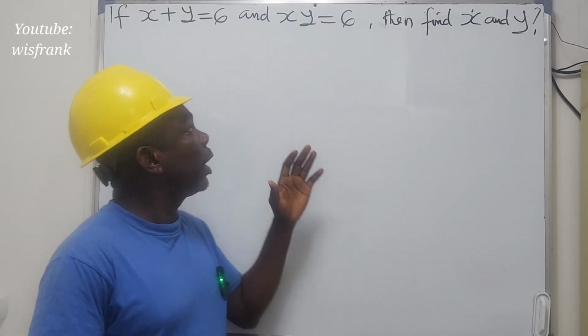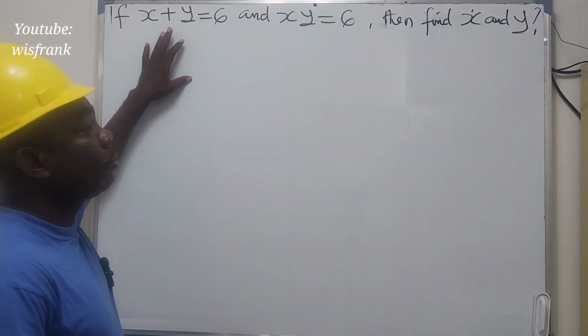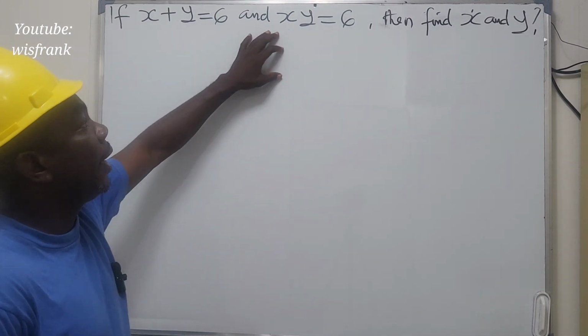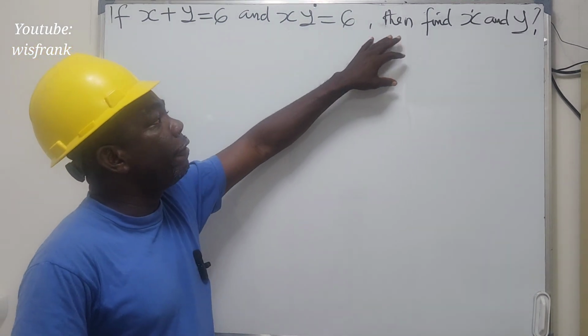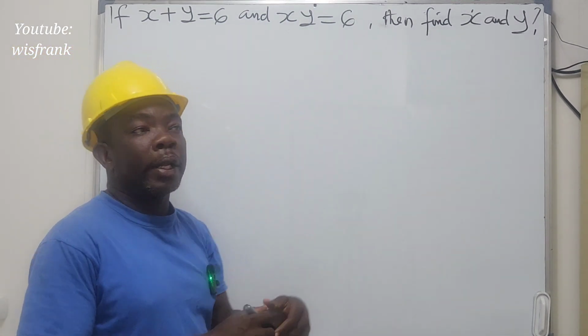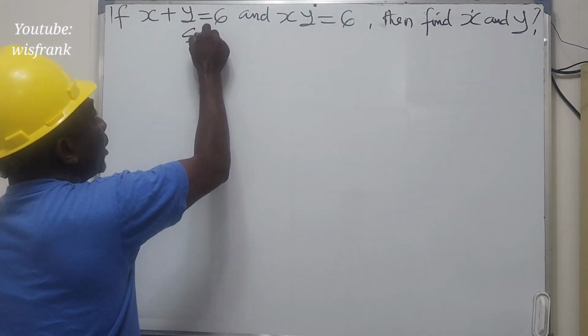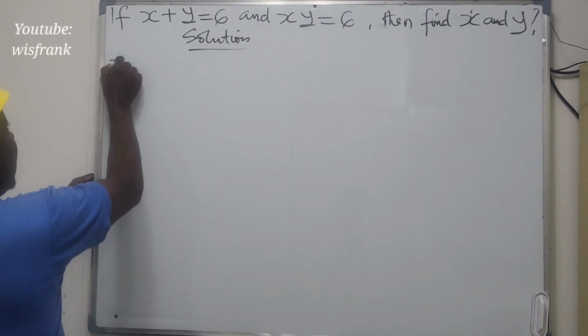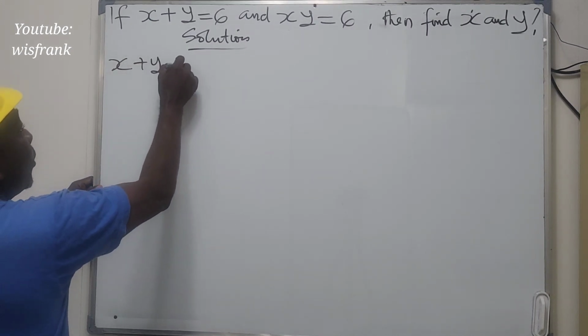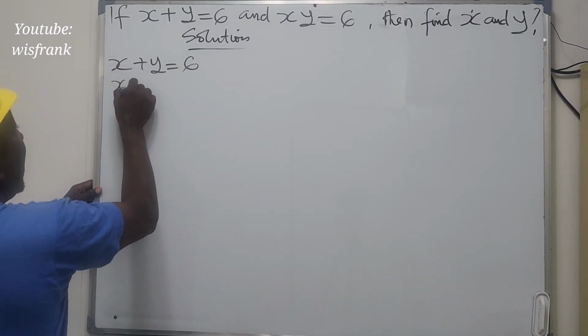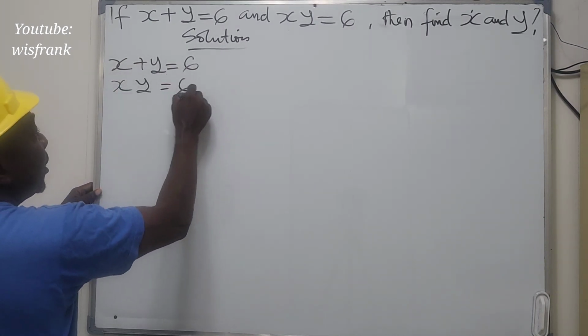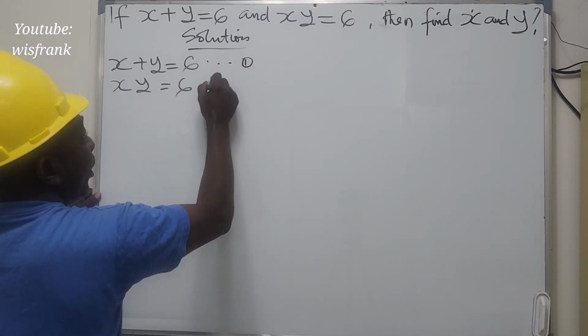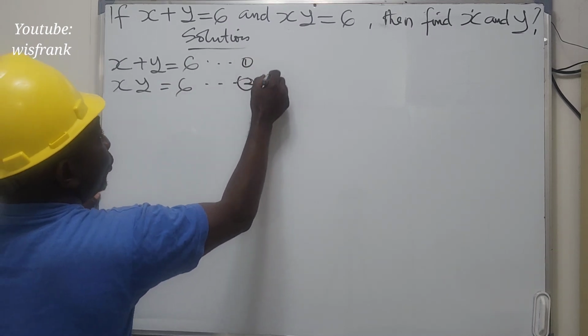For today, we are looking at this question and it says, if x plus y equals 6 and xy equals 6, then find the value of x and y. So we are going to find the value of x and y from the given equations. We are given here x plus y equals 6 and also xy equals 6. Let's call this equation 1 and let's call this equation 2.